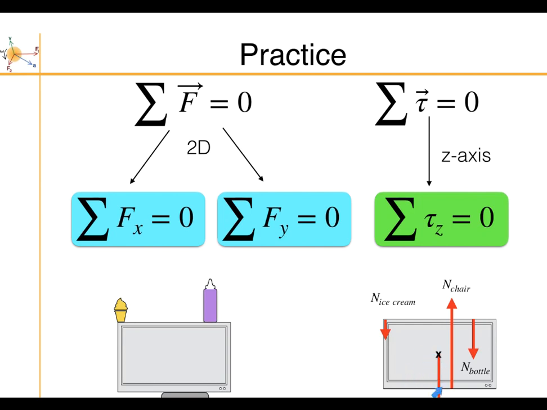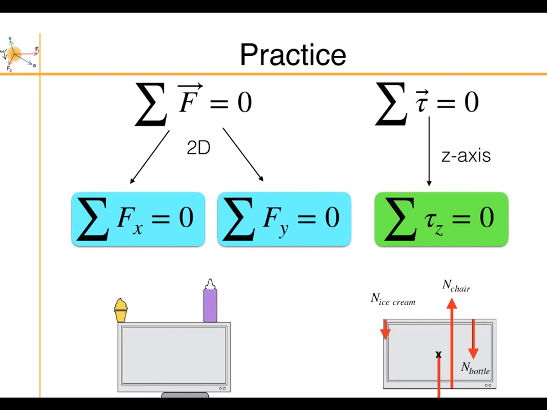There's mg acting on the television at the center of gravity. There's a normal force due to the ice cream cone, right? The ice cream cone has some force of gravity downwards and a normal force upwards from that TV. That normal force upwards from the TV is going to lead to an equal and opposite normal force downwards. Same with the bottle. Depending on the mass of the bottle, there'll be a normal force upwards on the bottle, which means the bottle will exert a force on the TV. And here's a normal force from the chair. So there's all these forces acting on this TV, so the sum of all those forces has to add up to 0.